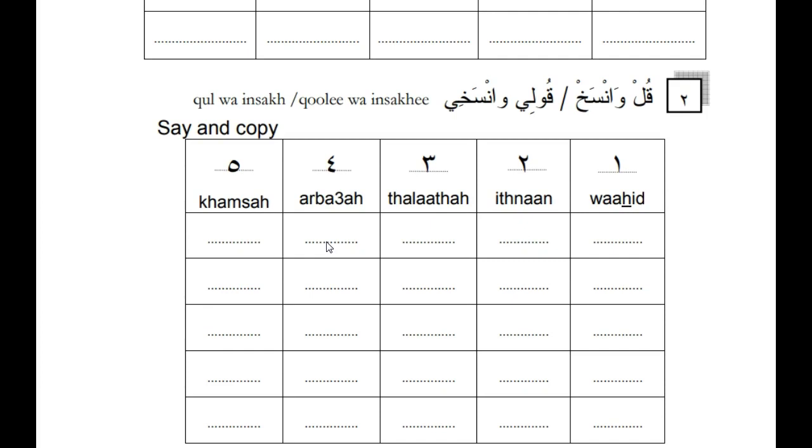Then you have to write the numbers. How to write the numbers in Arabic? The same way, from right to left. 1, 2, 3, start by the upper side, 4, and 5. Okay? 1, 2, 3, 4, 5.